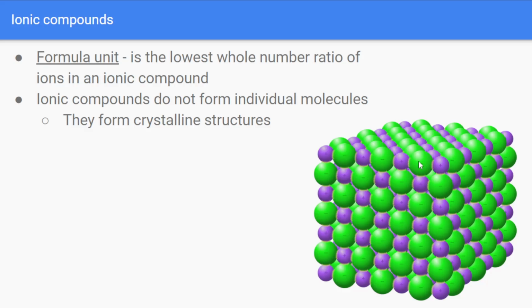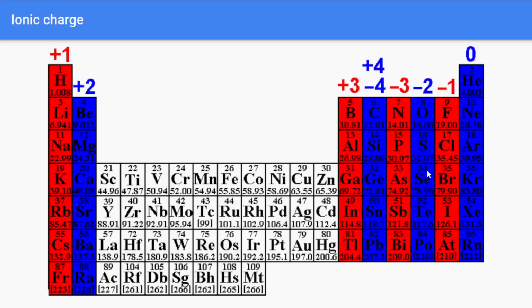These can also be referred to as formula units. This is the lowest whole number ratio of ions in the compound. Ionic compounds are basically crystals. And so it's not like molecular compounds where you have molecules floating around separate from each other. These have ions bonded in a repeating pattern of cation, anion, cation, anion, and in different ratios.